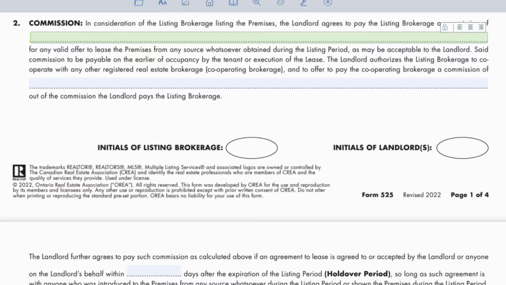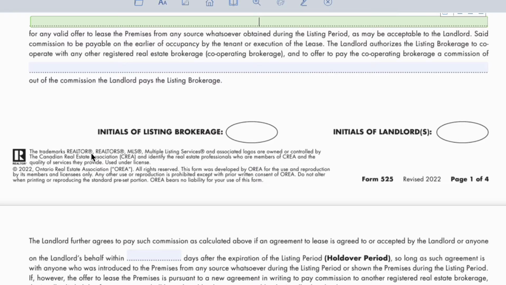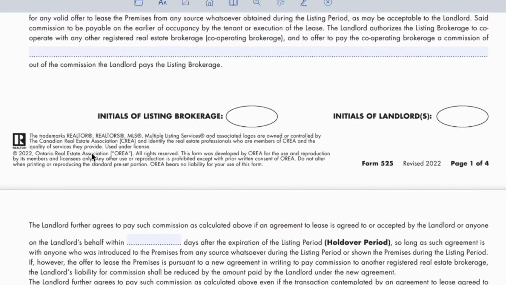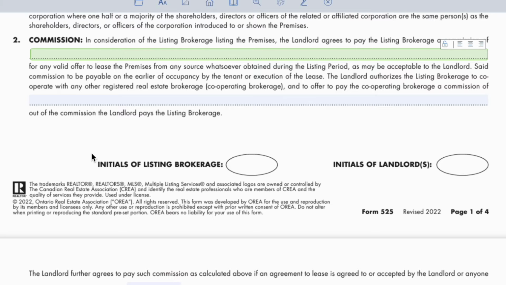So coming back to this. And then here's where it would say how much we're paying the cooperating brokerage. So in this case would be half of that. Yes. All right. Holdover period, which I'm assuming is 180 days, yeah, standard. Same as residential.